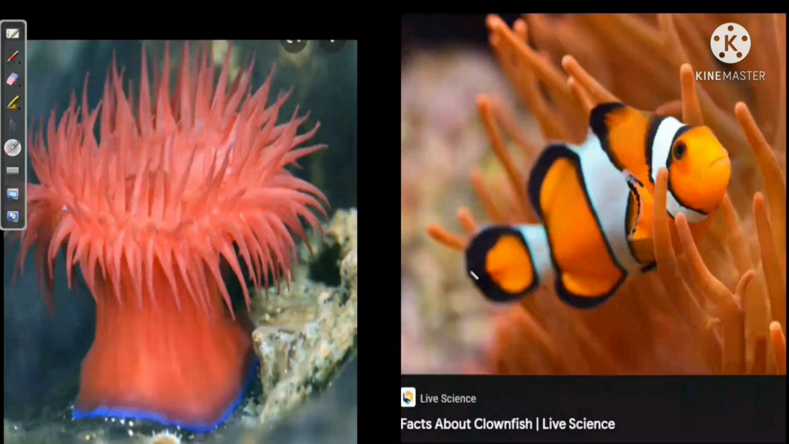So in this case, the sea anemone has got neither benefit nor harm. So it's a neutral relationship for it. Whereas the clownfish gets benefited because it gets protection due to sea anemone's tentacles.